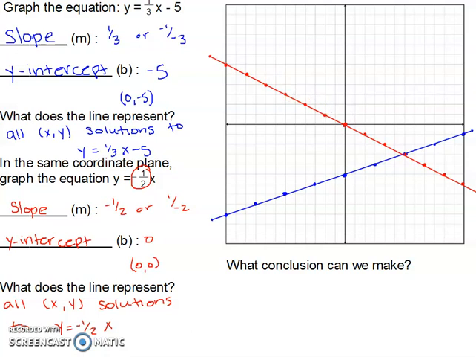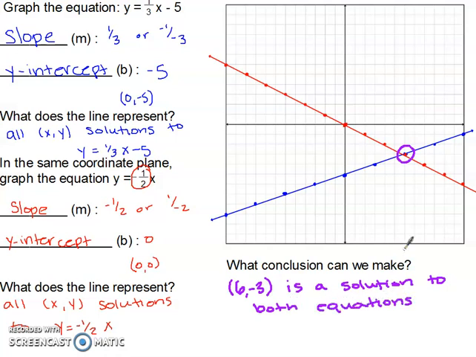So the conclusion that we can make is that the point of intersection is a solution to both equations. So that would be the point 1, 2, 3, 4, 5, 6 for x, and negative 1, 2, 3 for y. So (6, negative 3) is a solution to both equations.